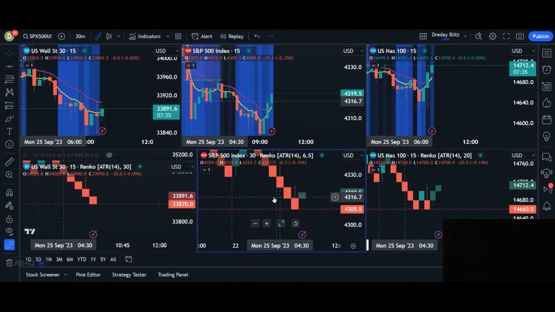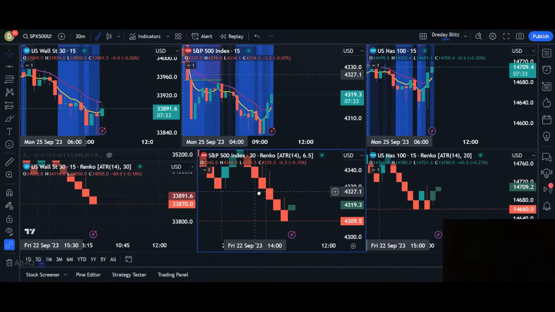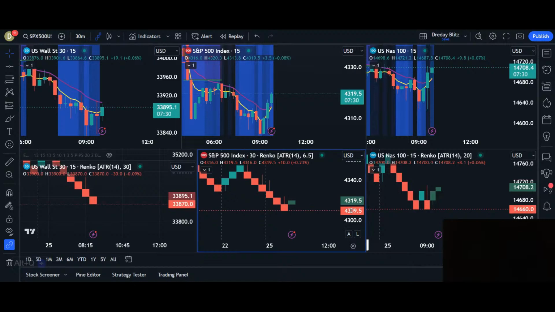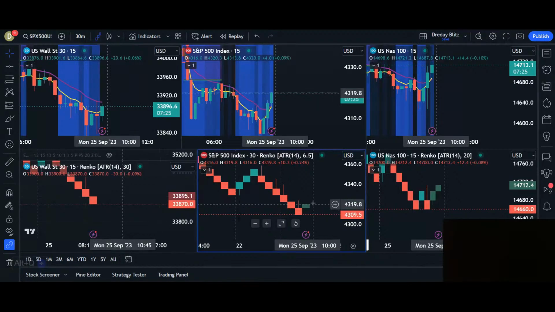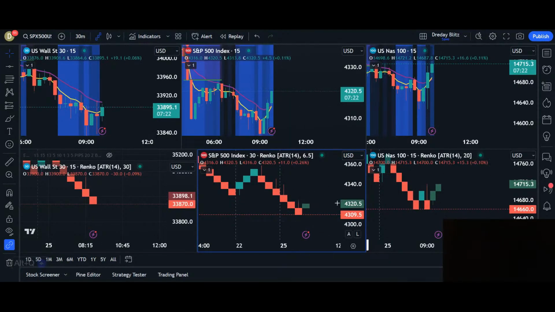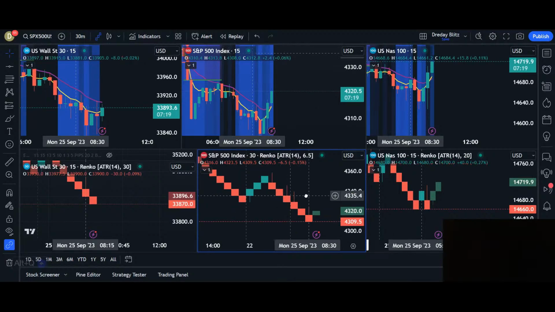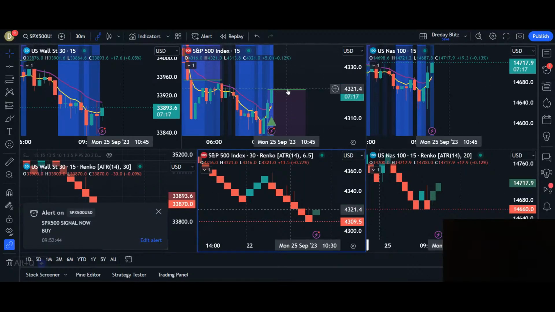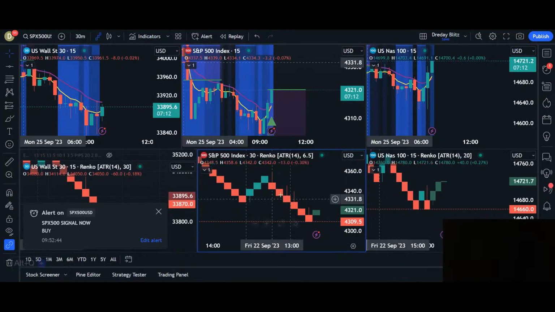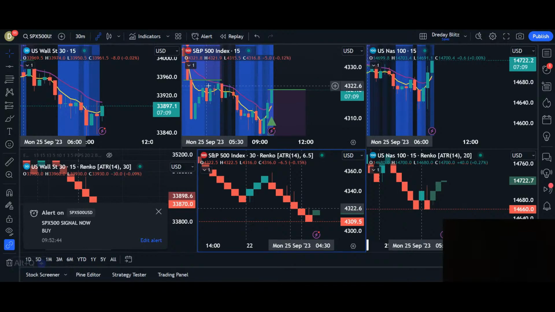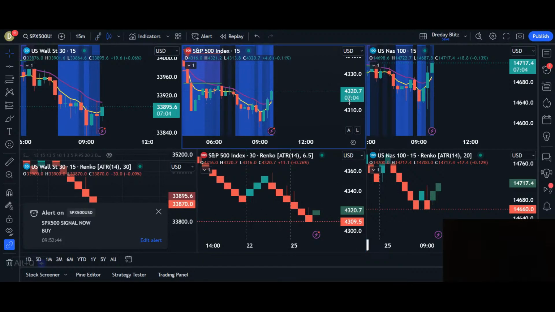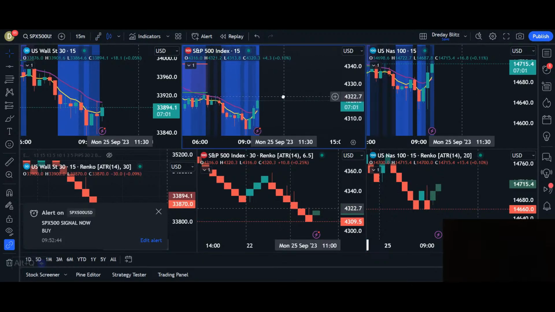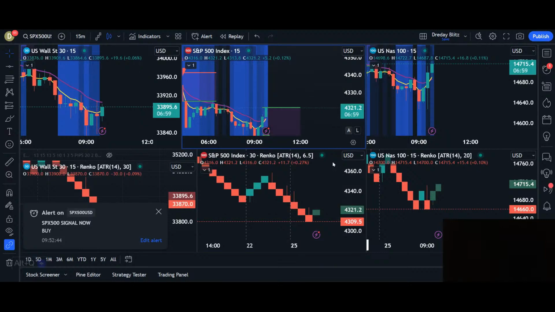Boom. So as you can see, the 30-minute Renko is not fully confirmed yet for the buy. But if you took the sell that we had, so yeah, we have S&P 500 right now that just gave a buy. Okay. So that's a good indication that we have the starting of a reversal and a confirmation of the entry.